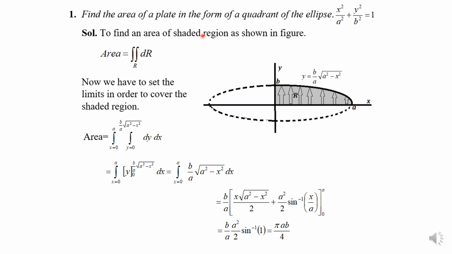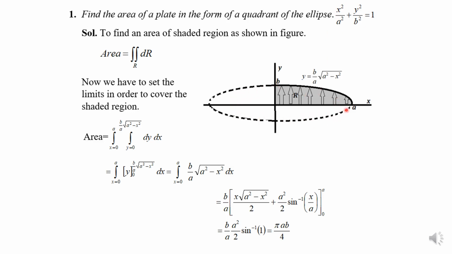We are asked to find the area of a plate in the form of a quadrant of the ellipse. A quadrant means there are in fact 4 quadrants, so we wish to find the area of one quadrant of the ellipse. You can easily see this is the equation of an ellipse. So the first thing we will do is draw the ellipse.